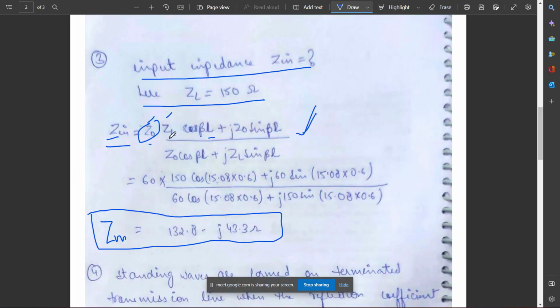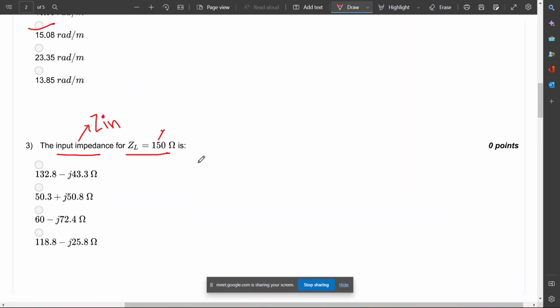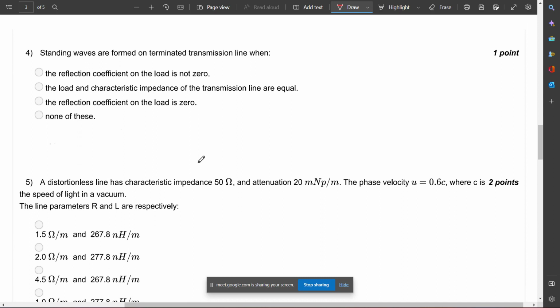Okay. Now let's go to question number 4. Question number 4 is: standing waves are formed on a terminated transmission line when? So it's asking, let's say a transmission line has been terminated with a load. Now there will be either standing waves or there won't be standing waves. So it's asking the conditions when standing waves will be there, right? Can someone tell me what can be the answer?